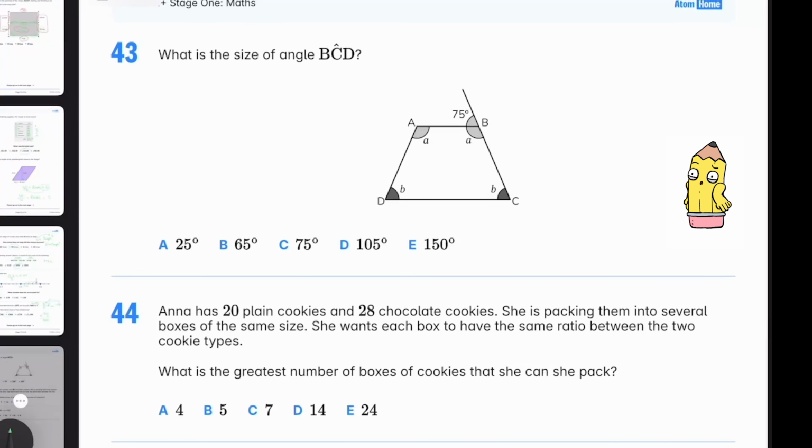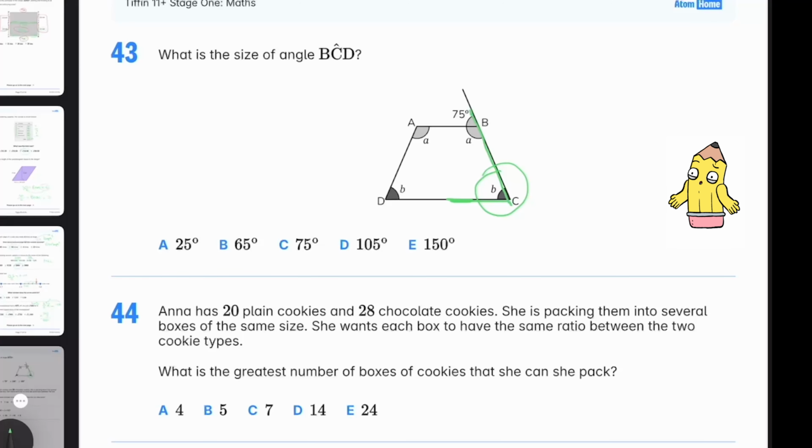Question 43. What is the size of angle BCD? So B to C to D. There we are. So in this quadrilateral, 2 interior angles have a value of A and the other two have a value of b.